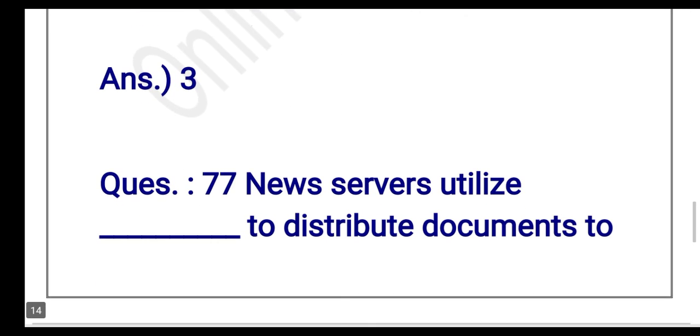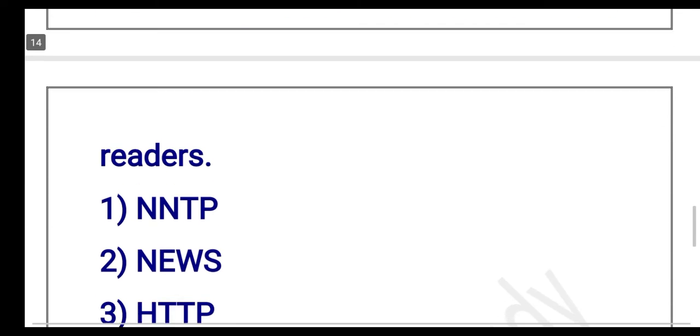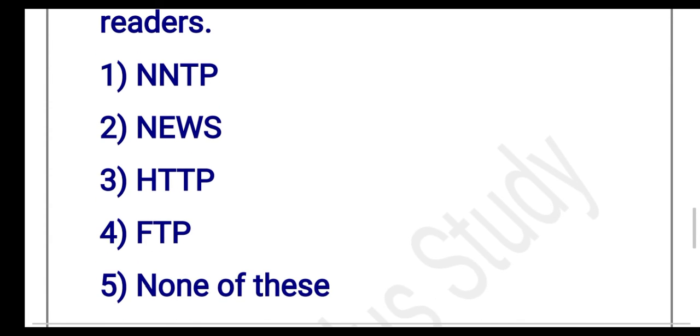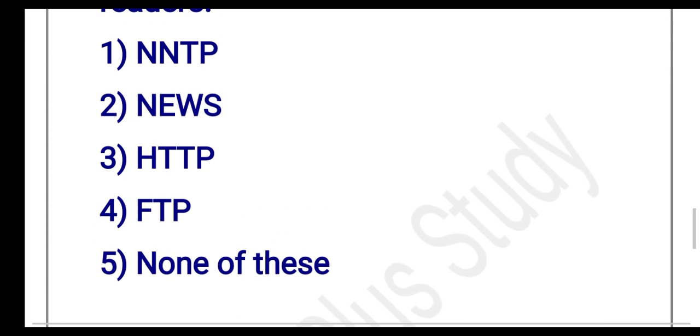The 77th question is, news servers utilize dash to distribute documents to readers. Options are NNTP, NEWS, HTTP, FTP, none of these. So its answer is option number 1, NNTP.